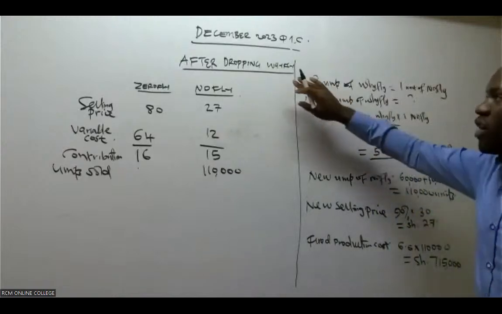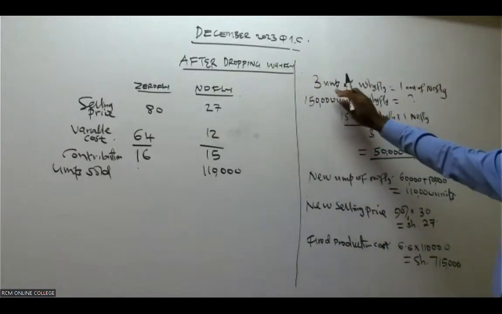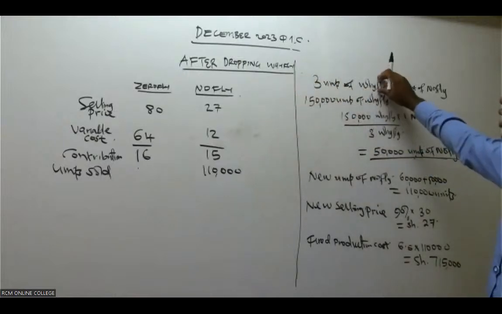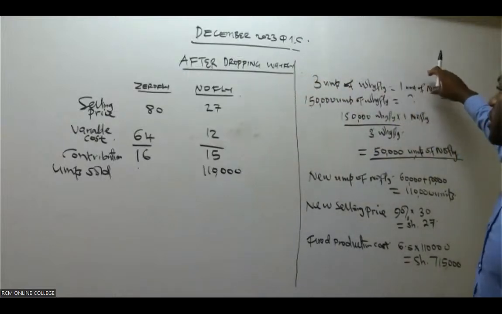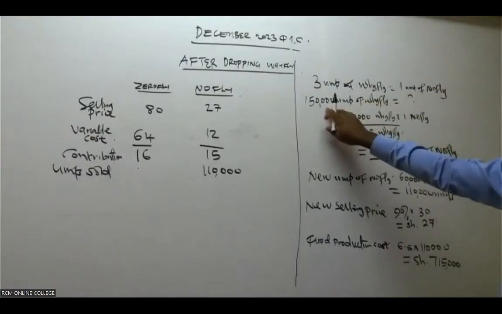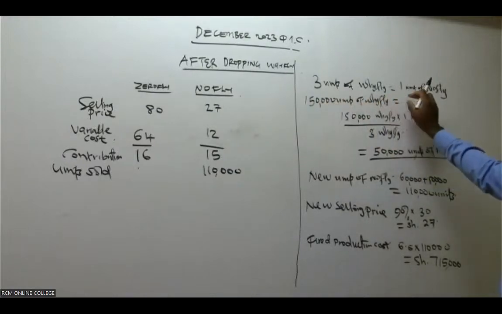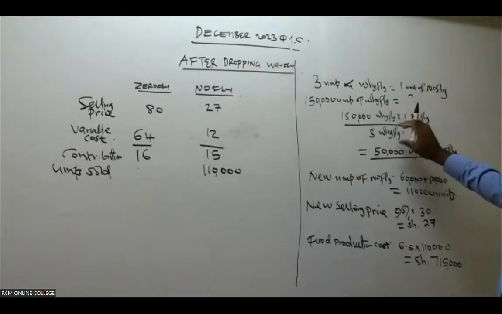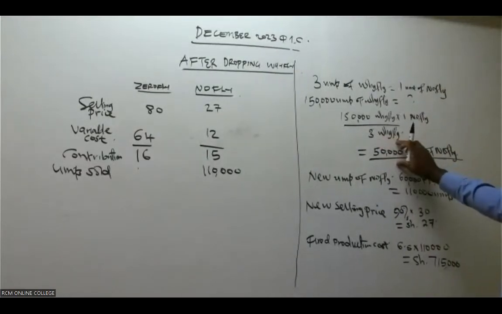For us to be able to drop Y-fly, one, for every 3 units of Y-fly that were being produced, we are now going to utilize that resource to be able to maximize on the number of no-fly. So that's what we need for us to be able to get. If we are going to stop production of 150,000 units of Y-fly, what will be the additional units of no-fly which will be produced? We are able to get 50,000.